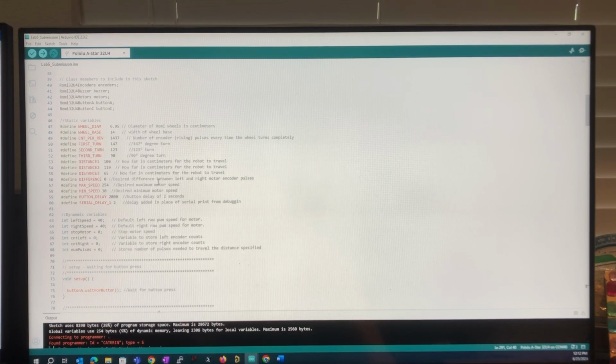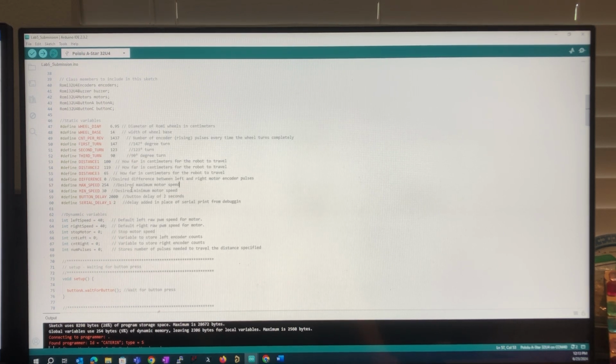Difference is 0. I can probably just get rid of this, but I'm going to leave it in. That is the difference between pulse counts in the left and right motors. Right now I'm keeping it 0. It's essentially not there, but still, I haven't decided to take it out yet.